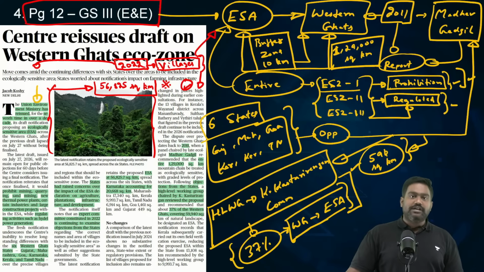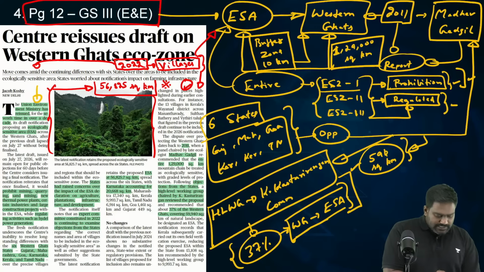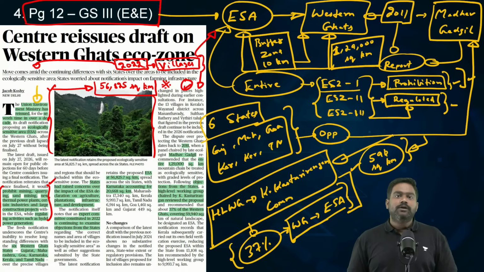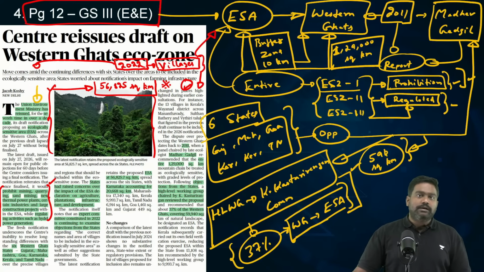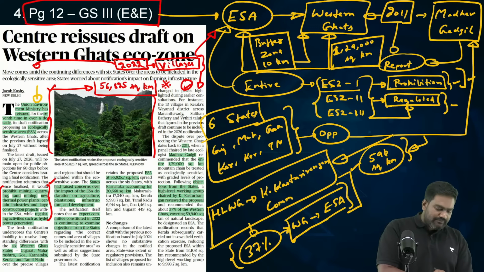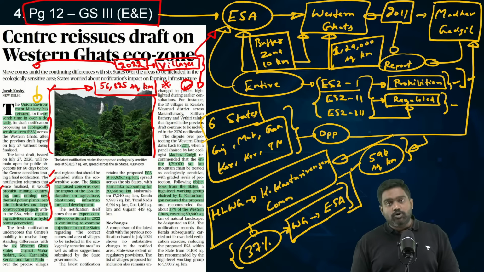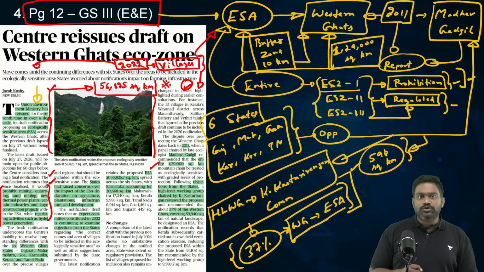So now the seventh notification says in some of the eco-sensitive areas, there will be a complete prohibition on highly destructive activities like mining, sand mining, and quarrying. But in other areas, the developmental activities would be regulated. Even hydro projects will be allowed, but under tight regulation. So will it be accepted by the state governments is something we have to wait and watch.